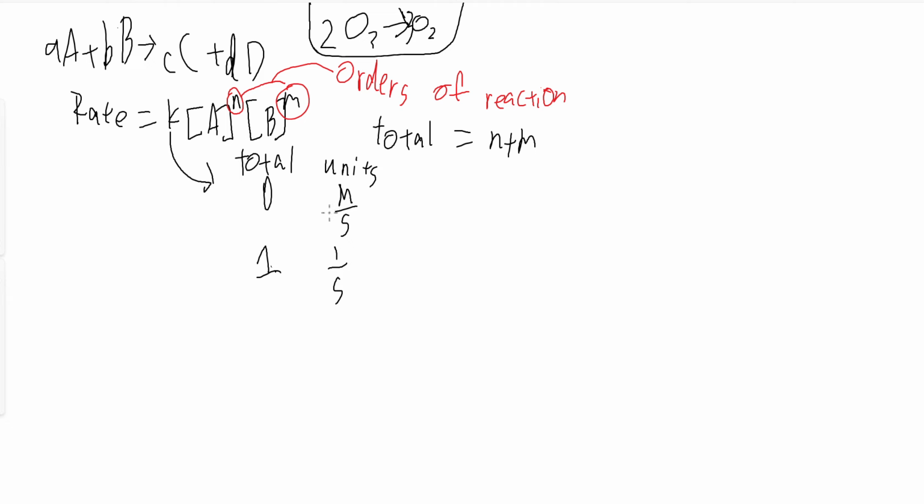since 1 molar component is going to be multiplied by K, giving us a rate. If the total is 2, then the units would be 1 over molar second, since you have a molar squared. 3, 1 over molar squared second, and so on and so forth. You get the idea.